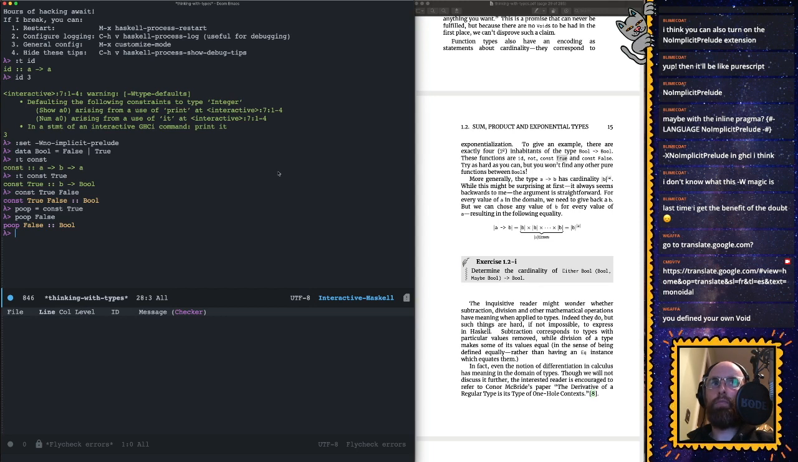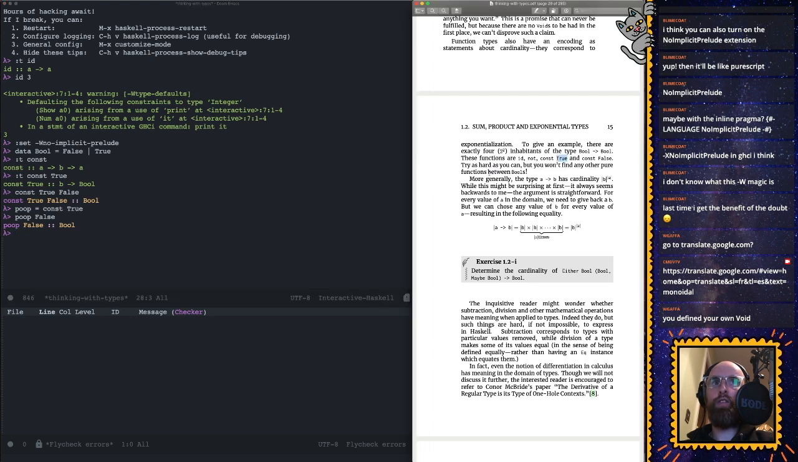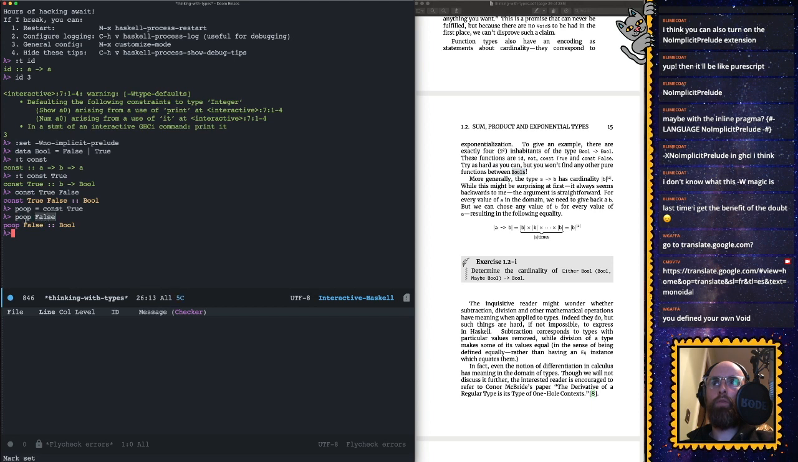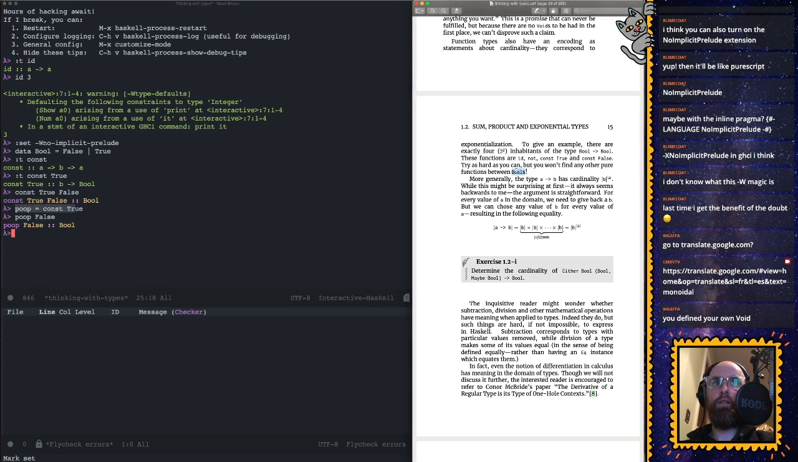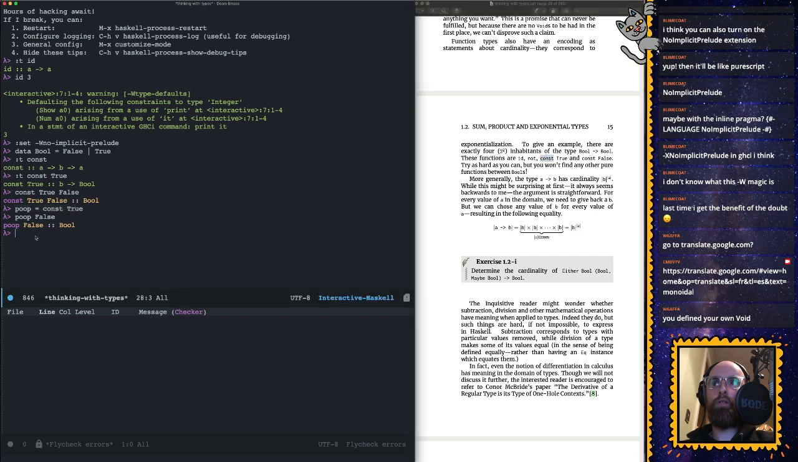Try as hard as you can, but you won't find any other pure functions between bools. So why? Let's have a look. Okay, I understand id, I understand not, but const true. Because if we look at the type of not, Prelude Bool to Prelude Bool, that's fine. But then const true is b to bool. But if you pass it, so const, you pass it a, b, and a. So if you pass it 2 values, it just returns you the first one.